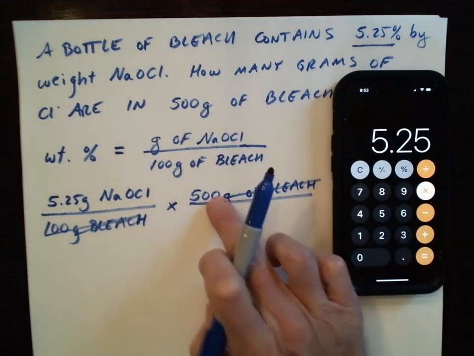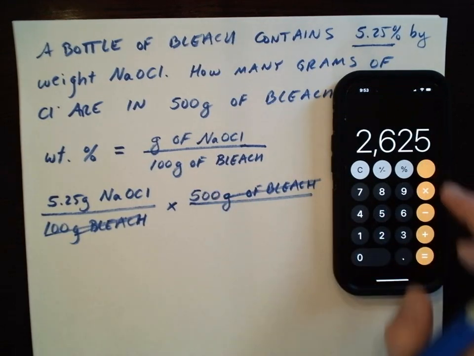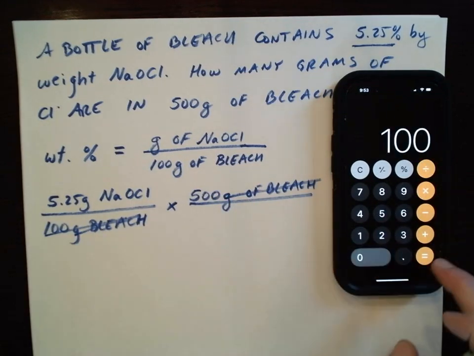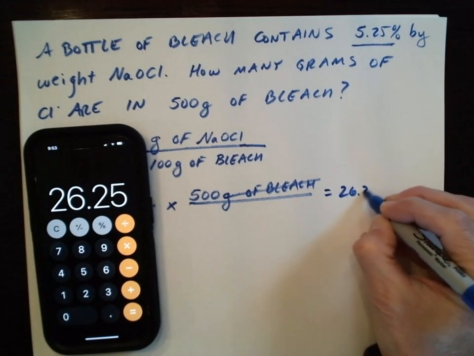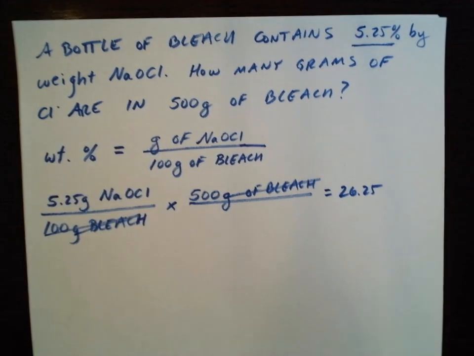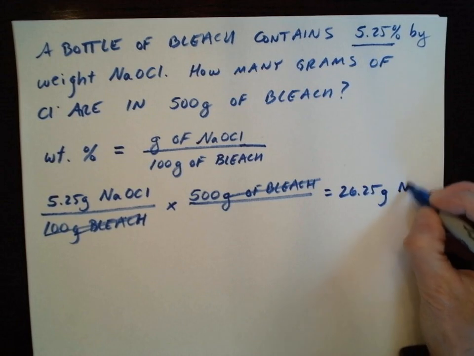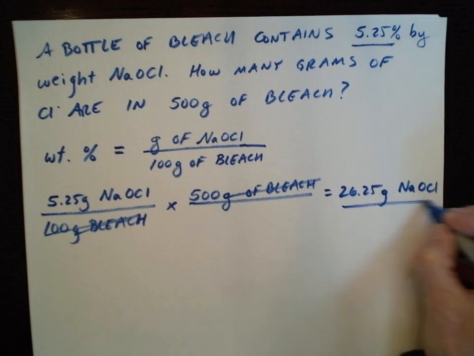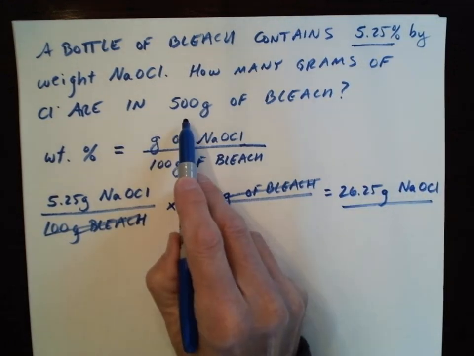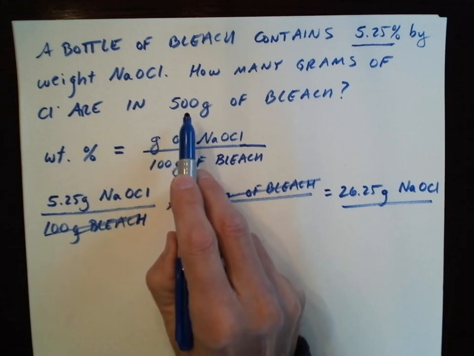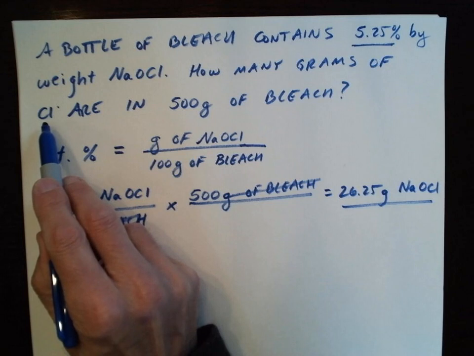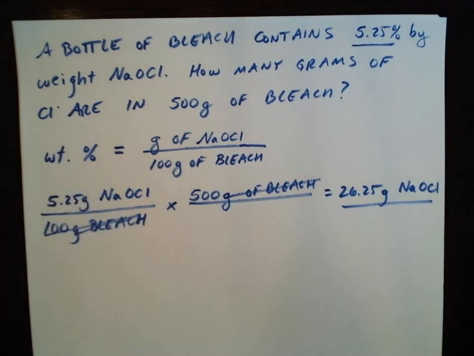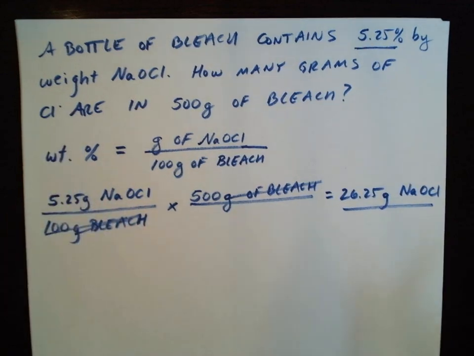5.25 times 500 divided by 100 is 26.25 grams. That is going to be our grams of sodium hypochlorite in our 500 grams of bleach. But the question asks not for grams of sodium hypochlorite, but rather for the grams of chlorine. So we're going to have to do some more calculation here.